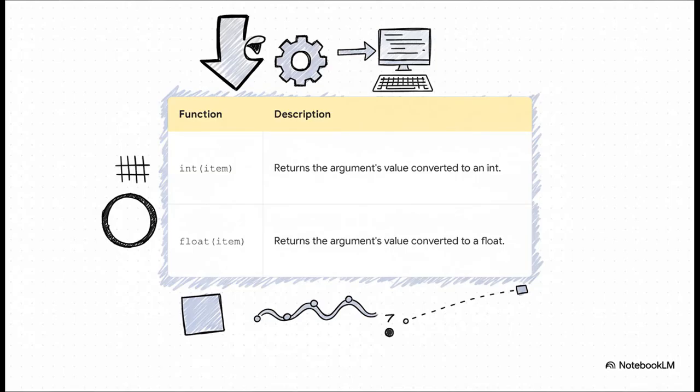Well, we use these handy little translator functions. We've got int, which takes text and converts it into an integer. That's just a whole number. And then we have float, which converts text into a floating point number. That's just a fancy way of saying a number that has a decimal point.